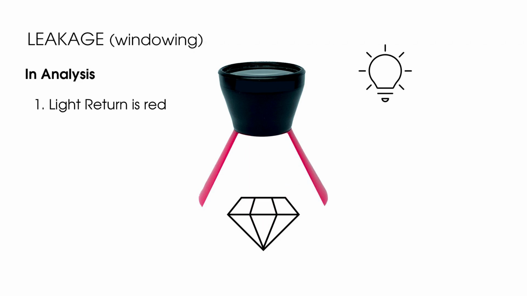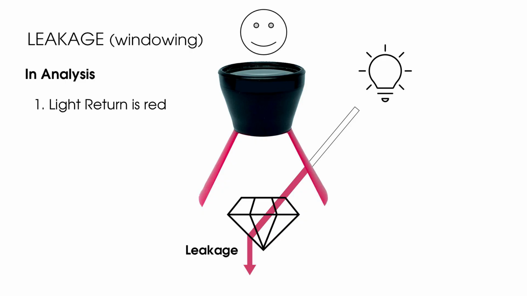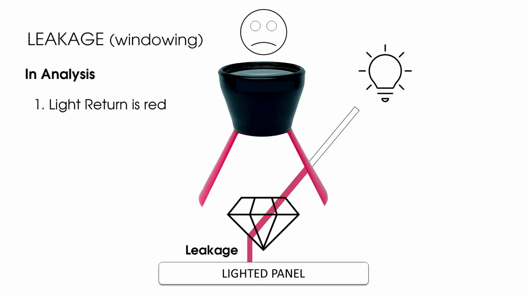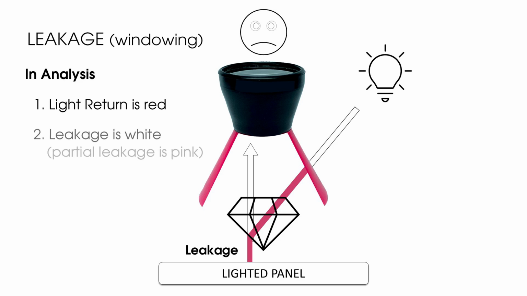Alternately, if light escapes through the bottom of the stone, that's leakage. It means the facets are acting as windows instead of mirrors. A viewer looking through the lens sees through the bottom of the diamond. Professional setups use a lighted panel under the diamond to expose obvious leakage. So in ideal scope light performance assessment, a viewer will see leakage as white or light pink.